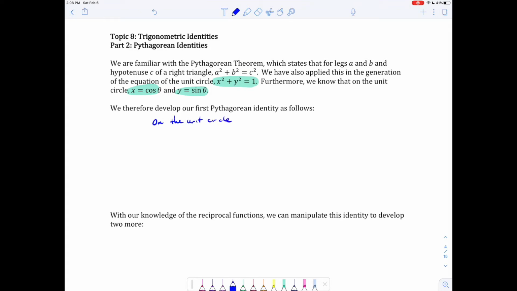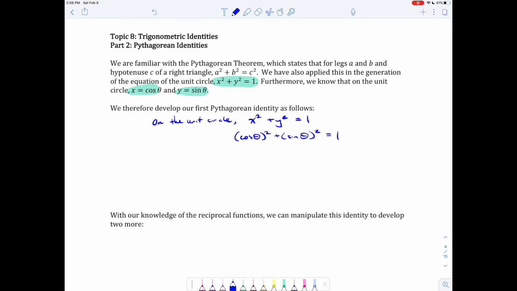So on the unit circle, how do you draw an x? Not like that. X squared plus y squared is equal to 1. And what we know is that x is the same thing as cosine theta, and y is the same thing as sine theta. So we can replace them just like that.